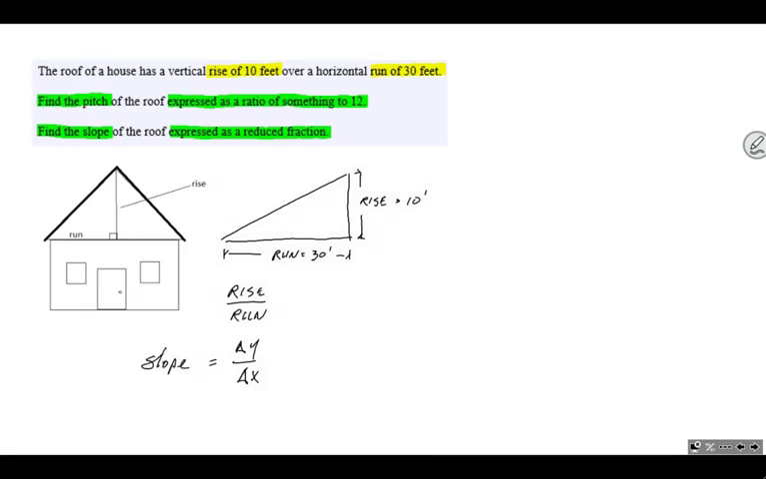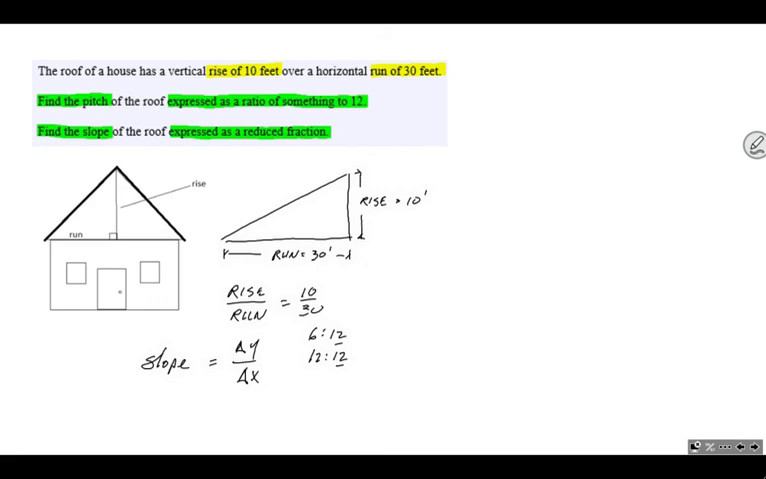So in the building trades, it's very common for roof pitches to be represented as some value over 12. We might see like a 6-12 pitch or a 12-12 pitch. Always an expression of 12 in the denominator, or the second part of the ratio there. And so that's what we want to do in this problem. We want to express this rise over run, which we are given rise is 10 over 30, and we want to express that as a ratio over 12.